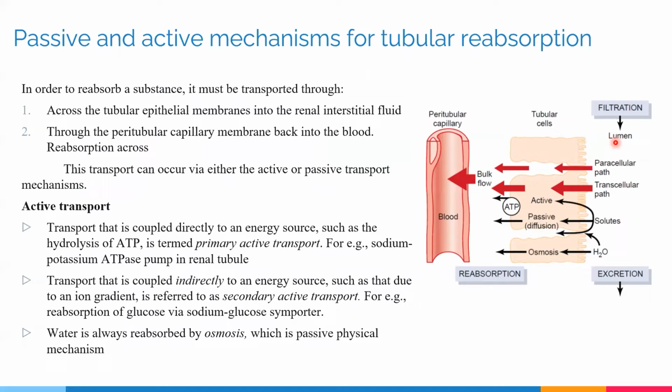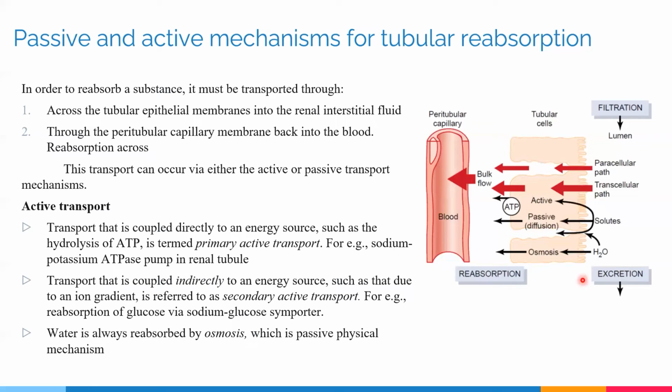Next, we look at the mechanisms for tubular reabsorption, which include both the passive and the active mechanism. In order to reabsorb a substance, it must be transported through the tubular epithelial membrane into the renal interstitial fluid. So, this is the renal tubule itself on the rightmost of the slide, and the substance first needs to pass through the tubular epithelial membrane, which is this layer right here.